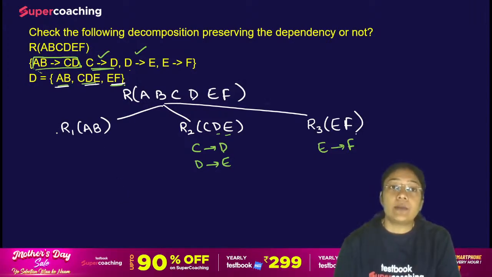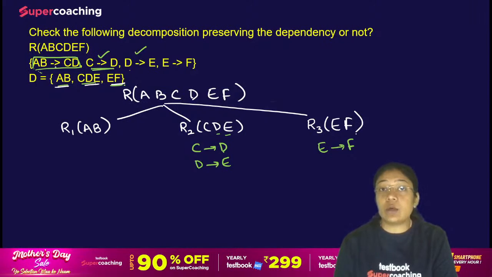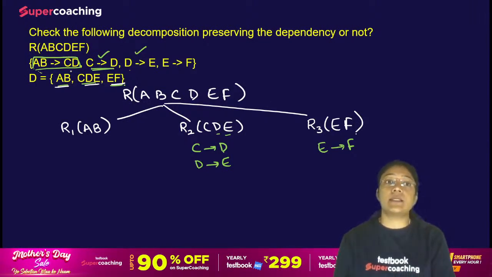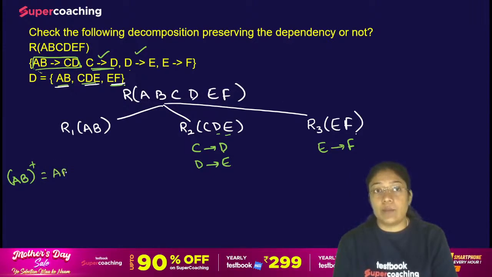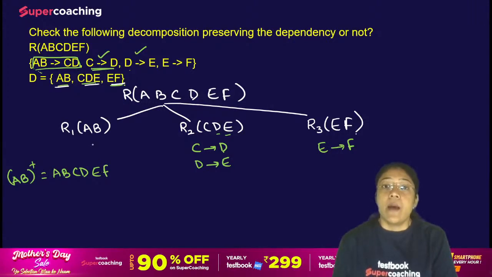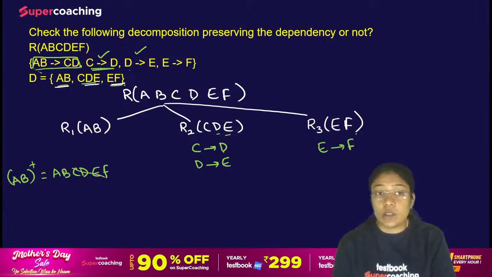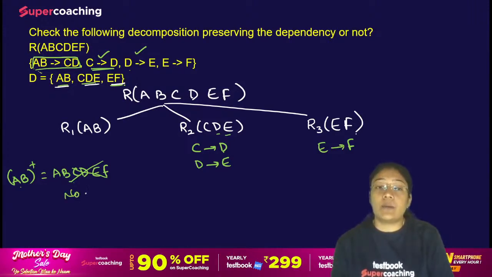Now for indirect mapping, where will we start? AB closure, because we have to determine CD by AB. So I'll find out AB closure. AB closure is AB. AB is determining CD, D is determining E, E is determining F. AB comes only and only in R1. Now apart from AB, no other attribute is there. So we are just left with AB determining itself. In this case, no non-trivial functional dependency exists.